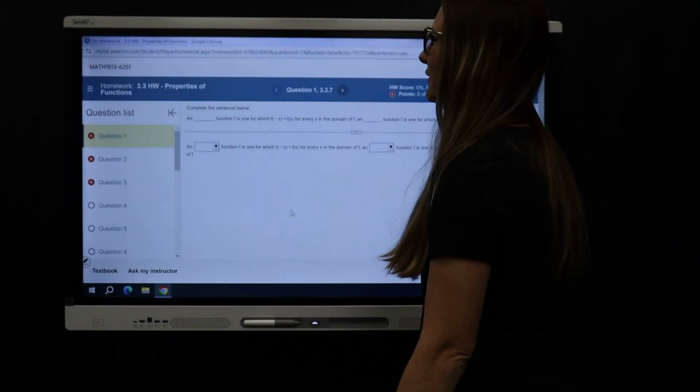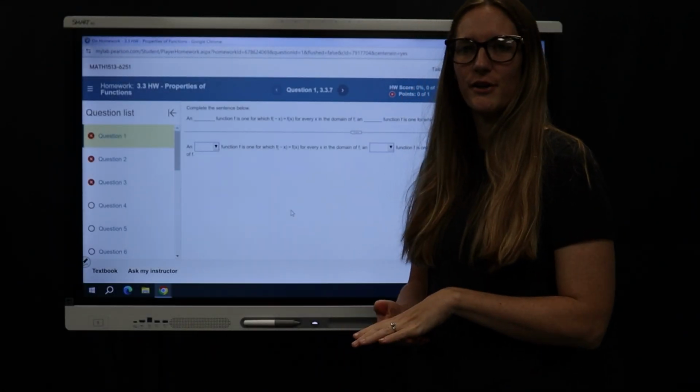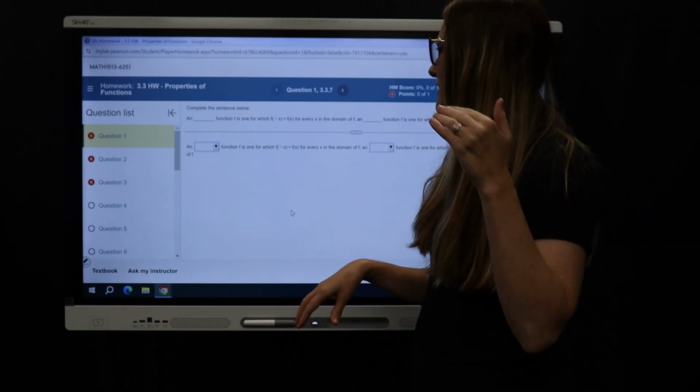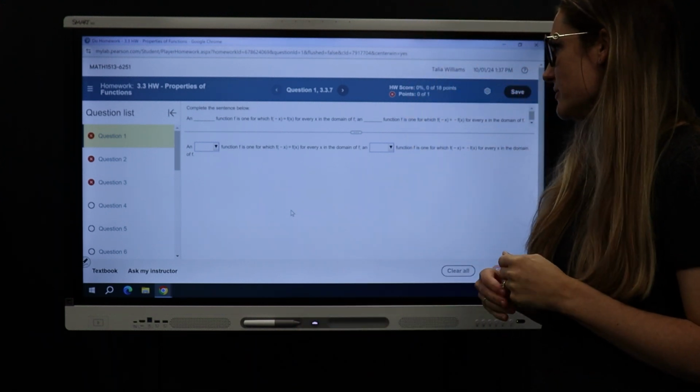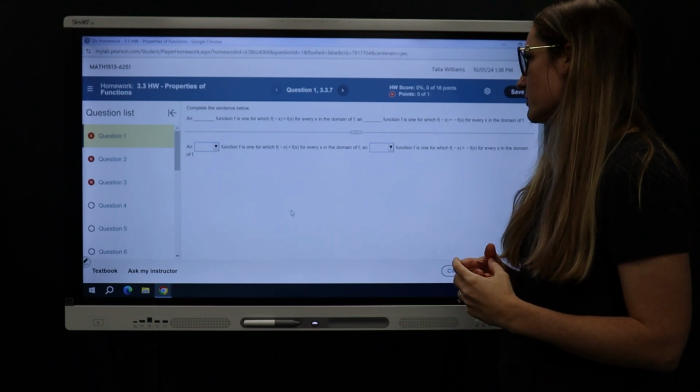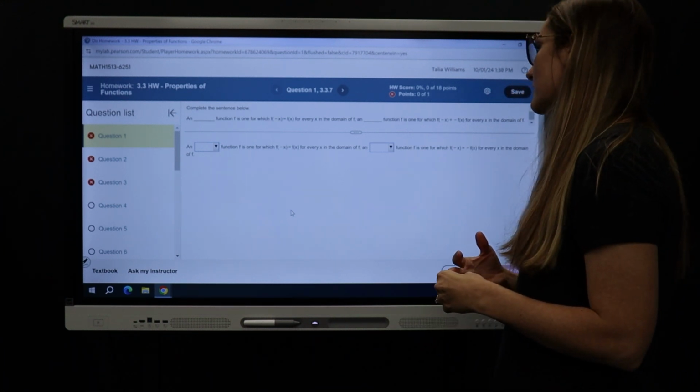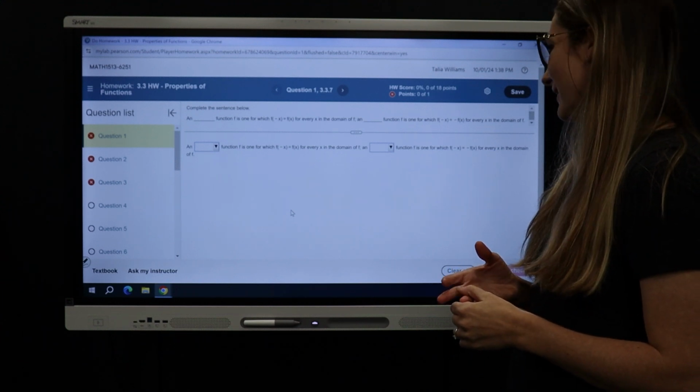Gonna go ahead and do 3.3. It's properties of functions. This first part is just kind of definitions. So let's get started. An even function f is one for which f of negative x equals f of x for every x in the domain of f.